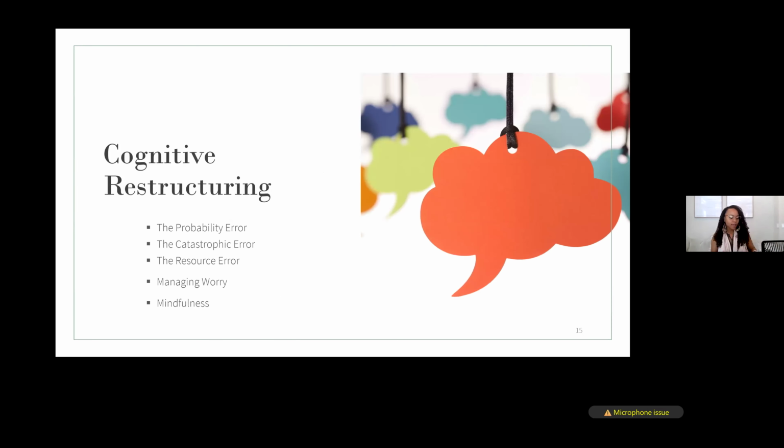Cognitive restructuring, when we are talking about anxiety, is really looking at 5 main areas: the probability error, the catastrophic error, the resource error, managing worry, and mindfulness. This is really where we're spending our time and helping clients shift how they might be thinking about their experiences, because how they're thinking about their experiences increases or decreases their experience of anxiety.